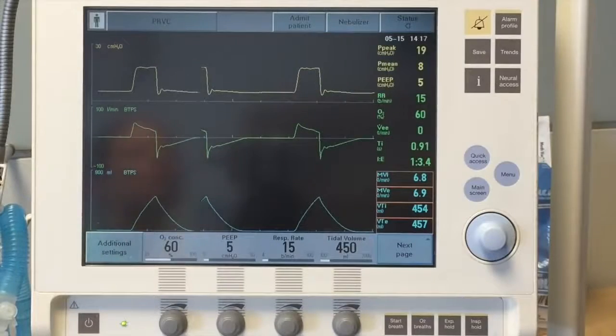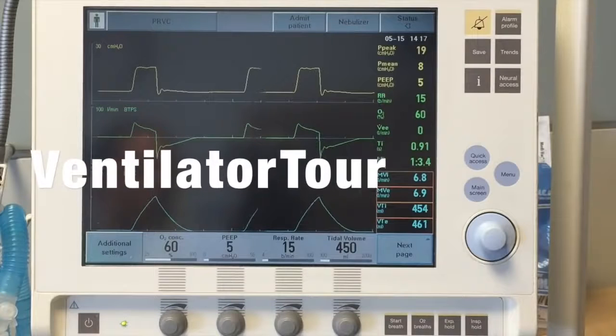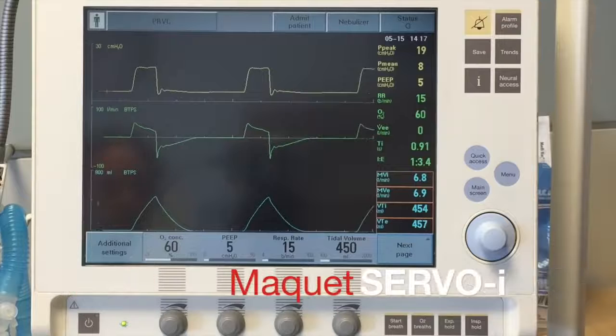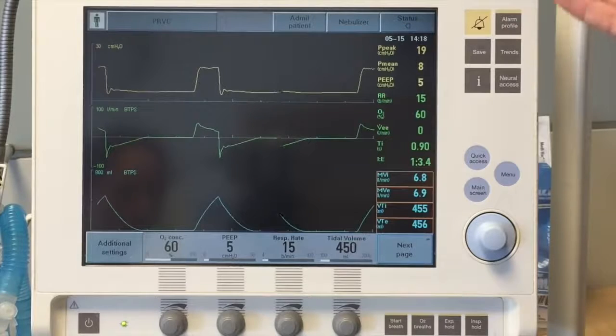What we'd like to do here is give you a tour of the Servo-i ventilator. This is the ventilator that we happen to use in all of our adult intensive care units here at the medical center. This is a standard setting.